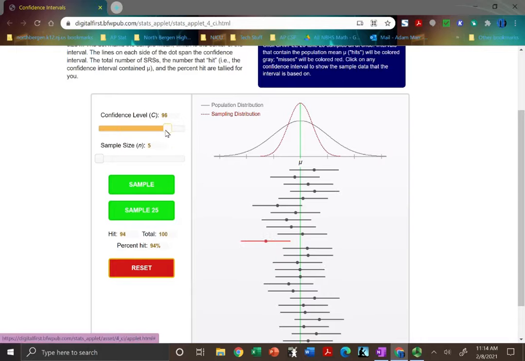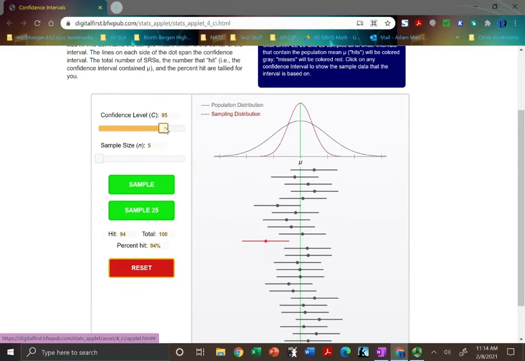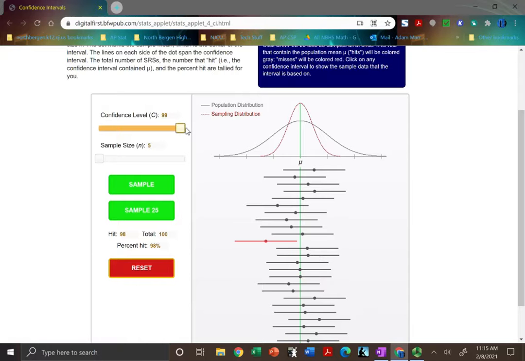Now, if we lower it right down to 95, then in this case we had 94 hits out of 100. It's not showing them all right here, obviously, but we had 94 out of 100. But if we widen it up, there's a much better chance that we're going to hit, so we raise the confidence level. That means we better be sure that almost all of them, 99 out of 100, are going to hit this true mean. All of these samples will actually hit the true mean.